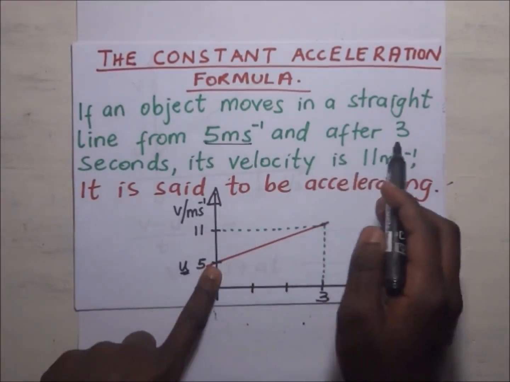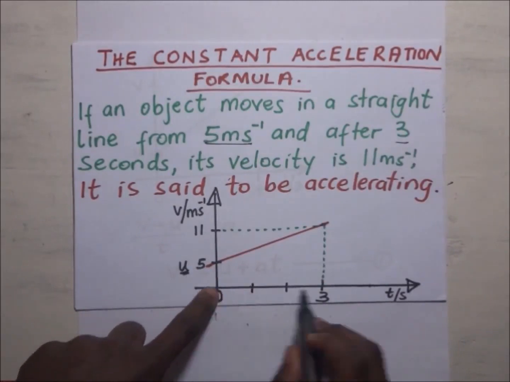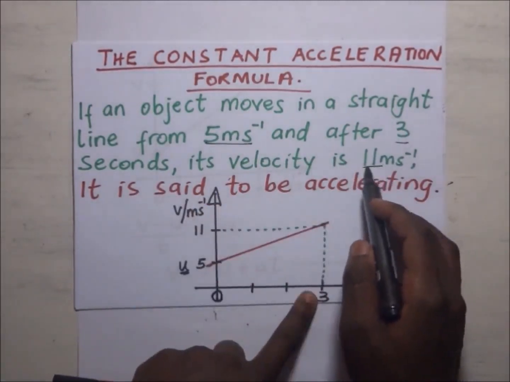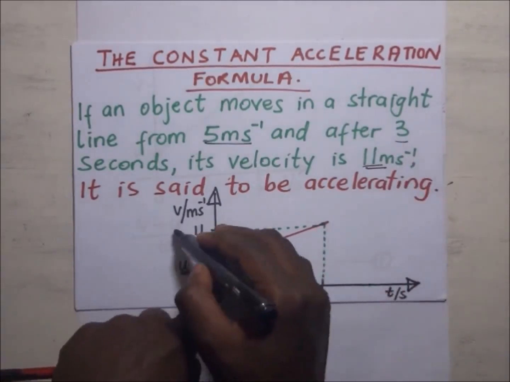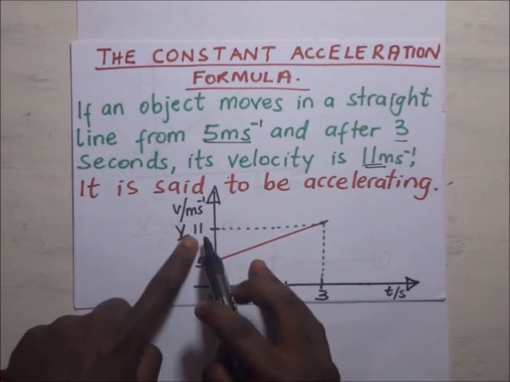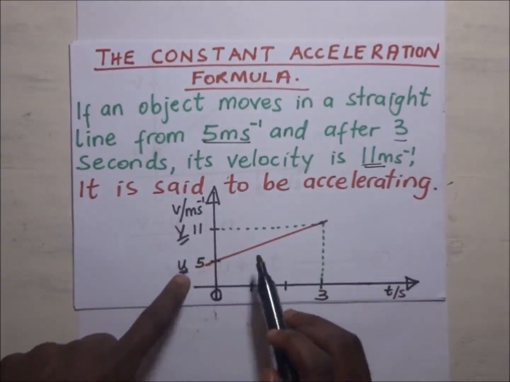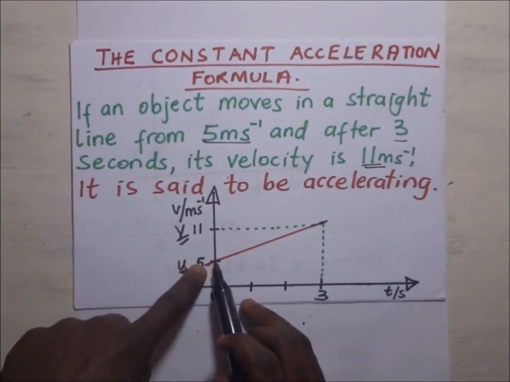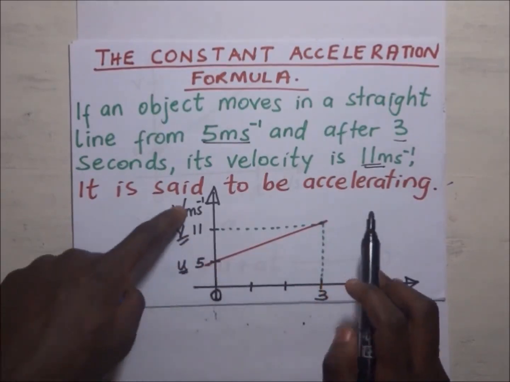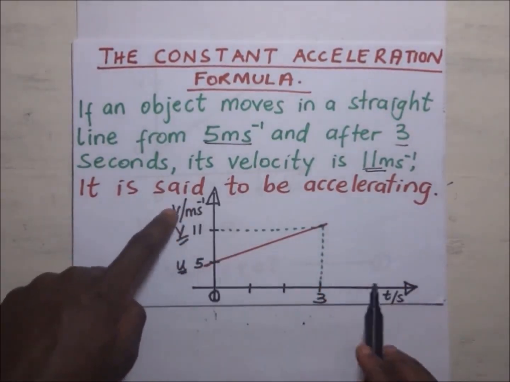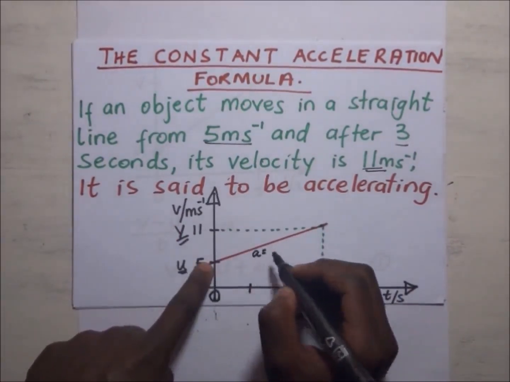Then it moves, and after traveling for 3 seconds, from 0, its velocity is 11 meters per second. So its final velocity V is going to be 11 meters per second. Then it means that the object was accelerating. It accelerated from an initial velocity of 5 meters per second to a final velocity of 11. And when we draw the graph of velocity against time, the velocity-time graph, the gradient of this graph represents the acceleration.